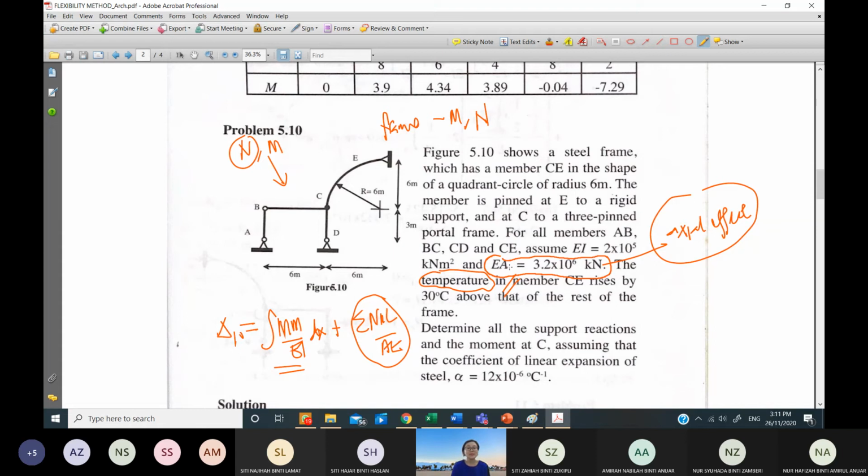Okay, you need to know that EA is used to get the deformation for the axial effect. So N L over AE. Okay, so in this case, and then some more, the temperature in member CE rises by 30 degrees Celsius. So this also deals with your temperature influence in your structure.